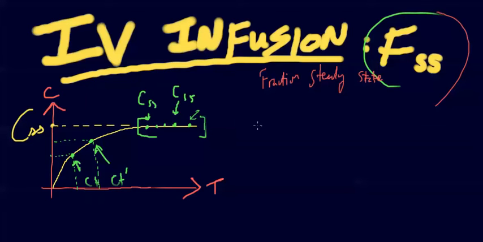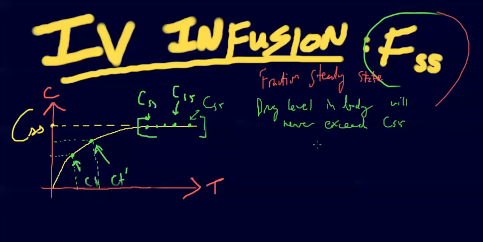Okay, so in that way, we know that the drug level in the body is never going to exceed CSS. So in that way, we can call CSS 100%, right? We can do that, right?